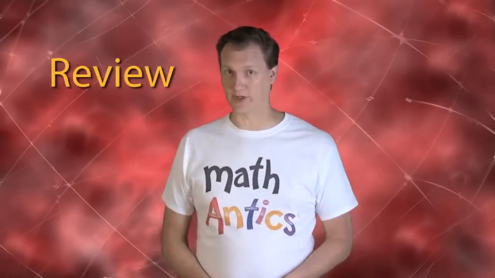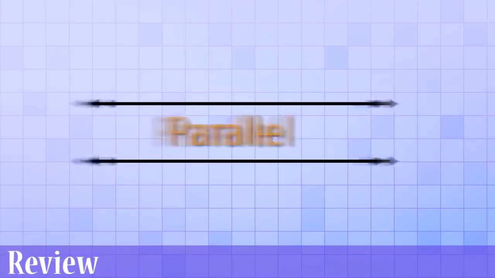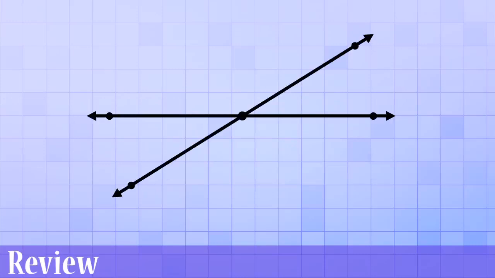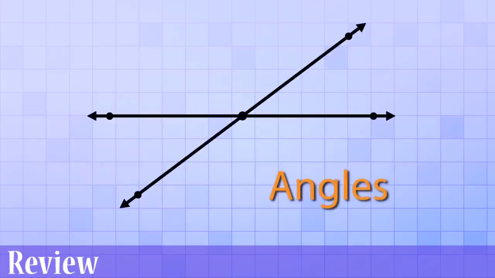Alright, that's all we're going to learn about angles in this video. And if you're new to geometry, it might seem like a lot. So let's do a quick review of all the new geometry words we've learned. Lines that point in exactly the same direction will never cross and are called parallel lines. When lines do cross, they cross at a point called an intersection. Lines that intersect form angles. You can think of angles as the spaces between the lines.